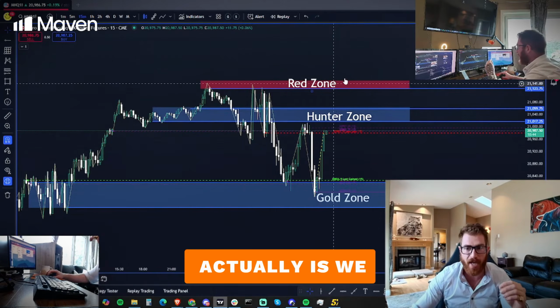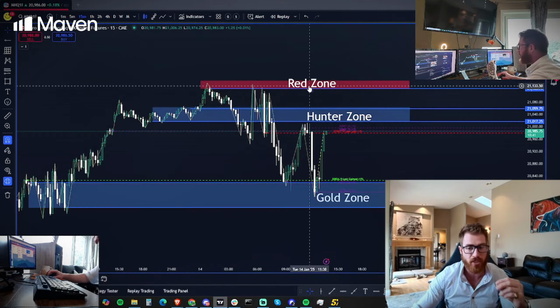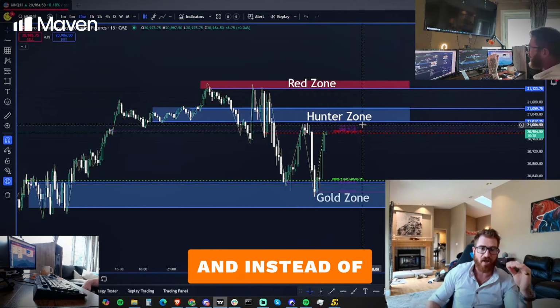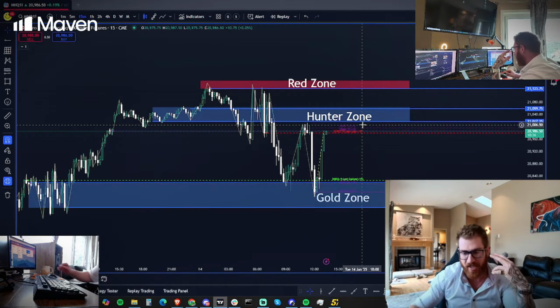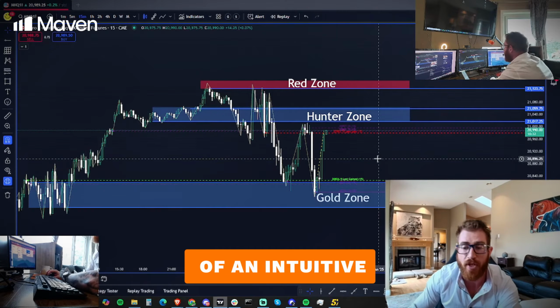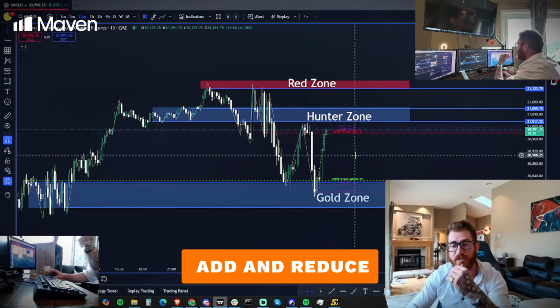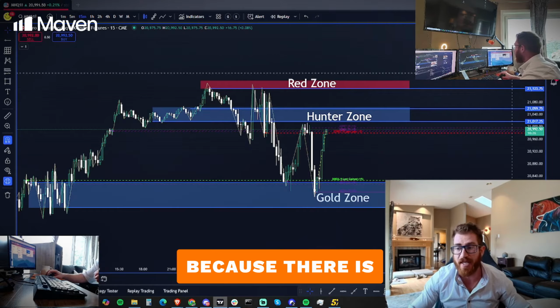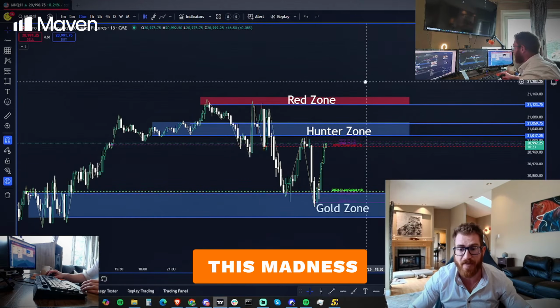How we work actually is we have red zones, we have gold zones, and we have hunter zones, okay? And instead of having entries, stop losses, and take profits, it's much more of an intuitive sort of feel that you can add and reduce as the trade goes along. I shouldn't have said intuitive because there is a methodology to this madness.